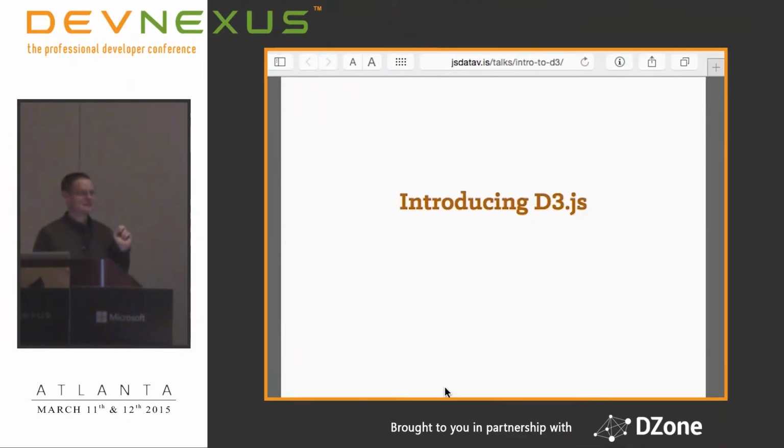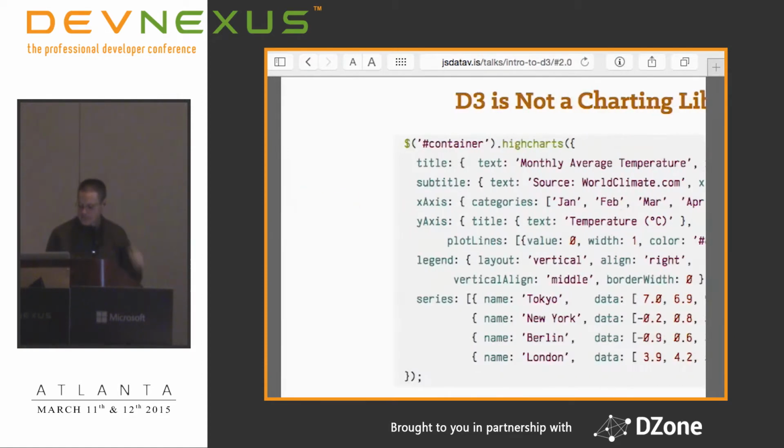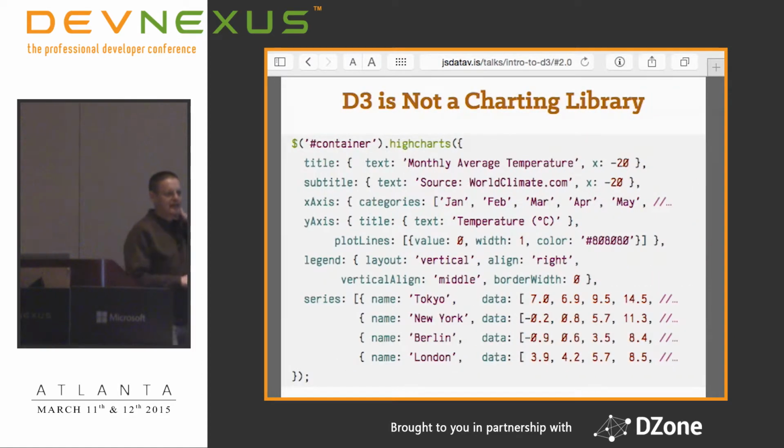This talk is about D3.js, which I'm guessing most of you at least have an inkling is a data visualization something or other to do with JavaScript. I think the first thing I'd like to do, though, is clear up a misconception that I know a lot of people have. Certainly I had it 3 or 4 years ago when I started playing around with D3. D3 is not a charting library.